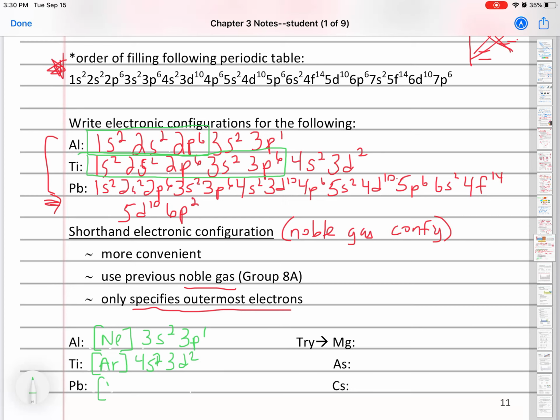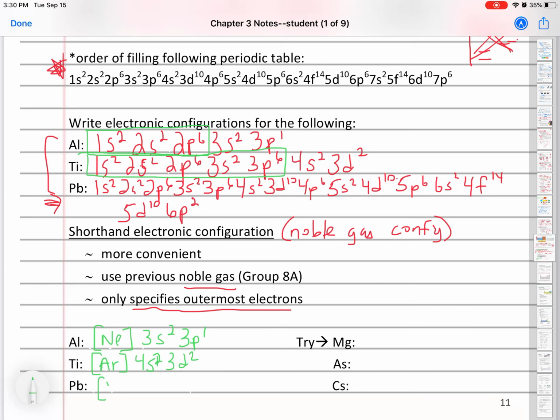It's especially obvious for lead. The noble gas before lead is xenon. Xenon is 5 rows down, so it's going to end in 5p6. I'm going to outline all of this up to 5p6. All of that is xenon's electron configuration, so I just shorthanded it by writing xenon in parentheses.